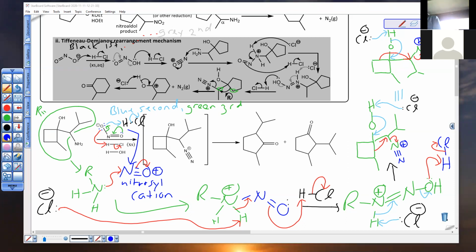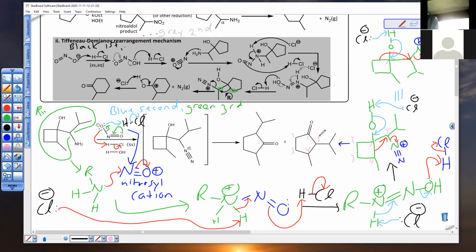Want me to do some numbering to make it clear? Why not? We've got to get to 5. Well, in both of them, we'll put a 1 on the carbon with the oxygen, and we'll just count around. So 4 has the methyl, and 4 ends up bonded to 5 with the rearrangement.